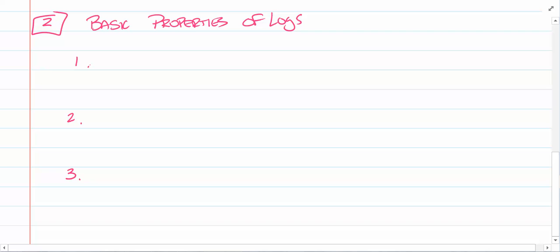And we'll talk about each one of these. Okay, the first one is called the product property. The product property. Okay, so product property, what do you think that means? What does the word product mean? Multiply. That means multiply, right?